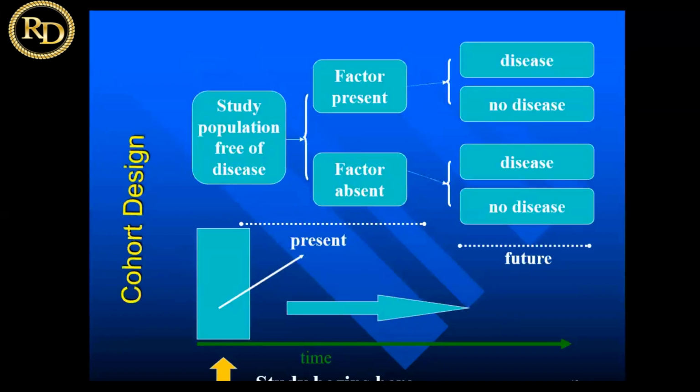This is the design. See here, study population free of disease. Factor present: here there is no disease and the disease is there. Where the factor is absent, if the factor is absent, then how come the patient got disease? I know many of my friends who got corona even when they were not exposed, living far away in the villages. How did they get corona? Is the disease there even if the factor is absent, or is disease not there? Present to future, and here the study begins. We have the prospective cohort design, we have the retrospective design, and we have the ambiguity.